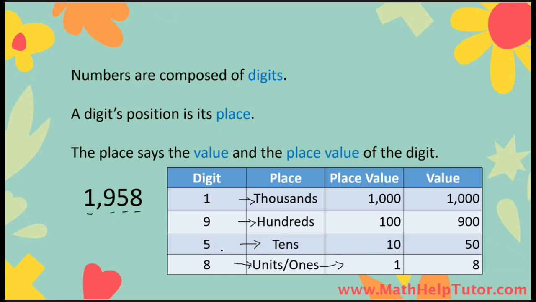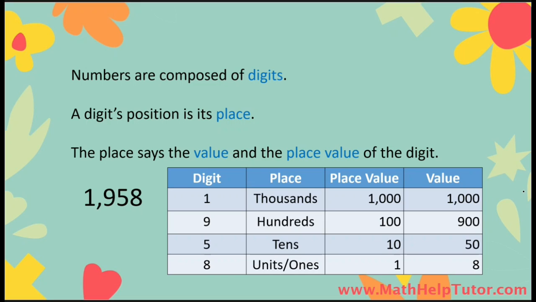For the tens place, the digit 5 is in the tens place, and the place value is 10. For the digit 9, which is in the hundreds place, its place value is 100. And for the digit 1, which is in the thousands place, the place value is 1000.